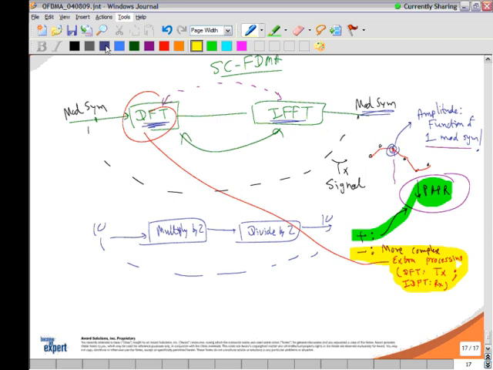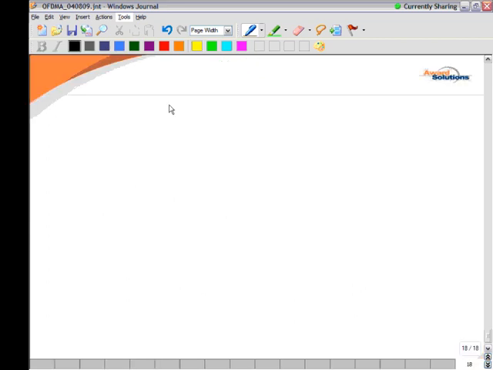Okay. So let's unmute the bridge at this time and see if there are any questions. There is one very good question remaining: why 66 microseconds? Basically that gives us 15 kHz subcarrier spacing.